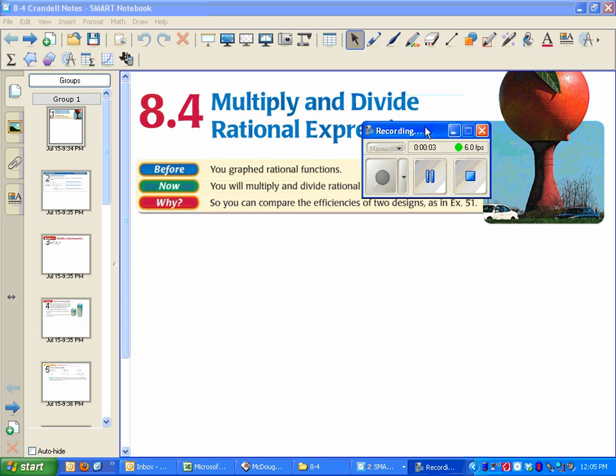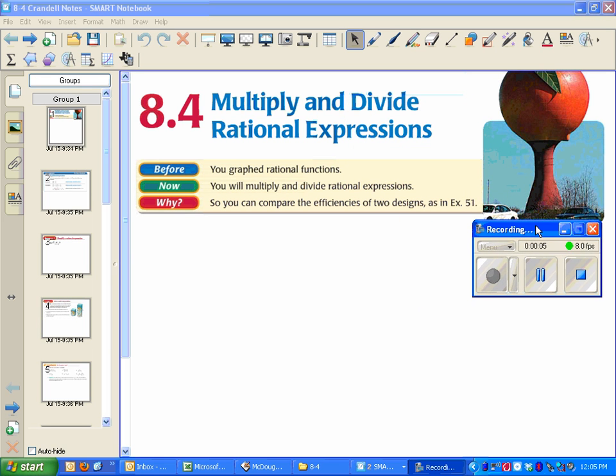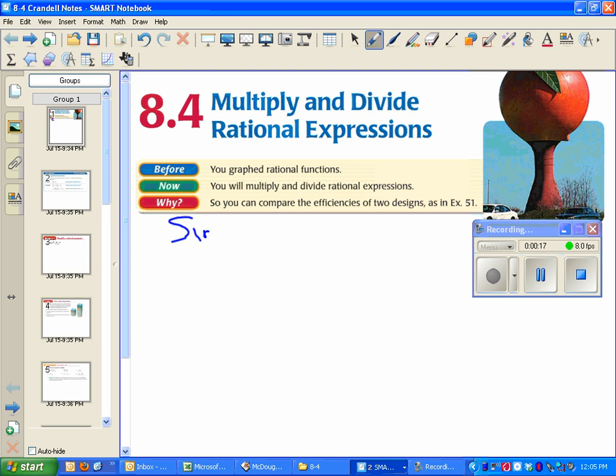Right, 8.4, multiplying and dividing rational expressions. Basically, we're just going to multiply and divide really, really complicated fractions. So first we need to know what it means to simplify. Usually what does that mean? Yeah, make smaller. So in our case, we're looking for 1s, so we need to reduce 1s.